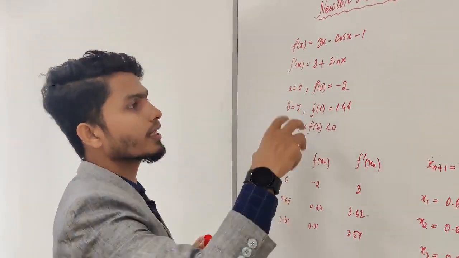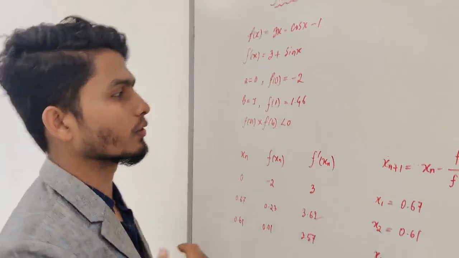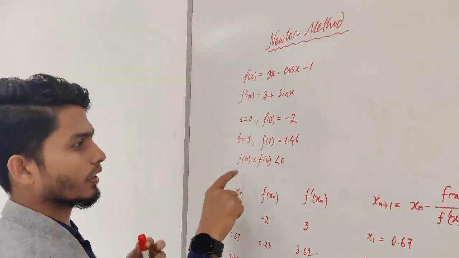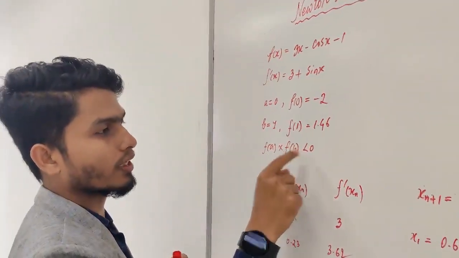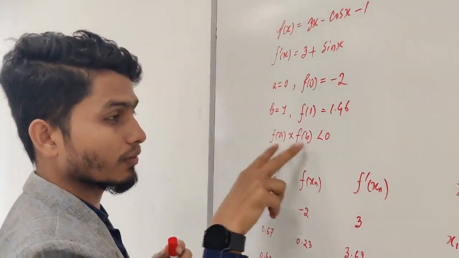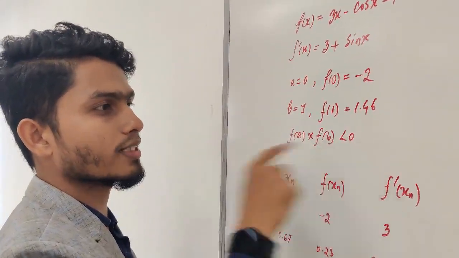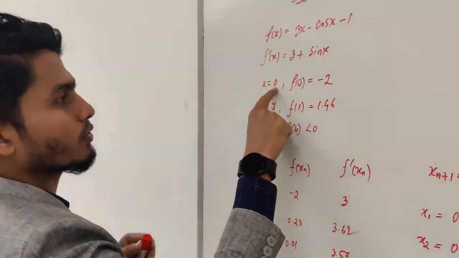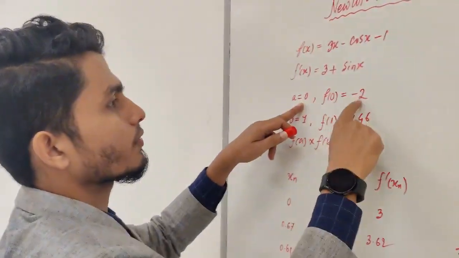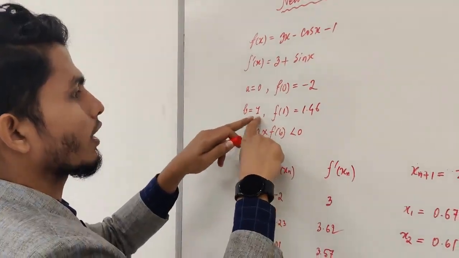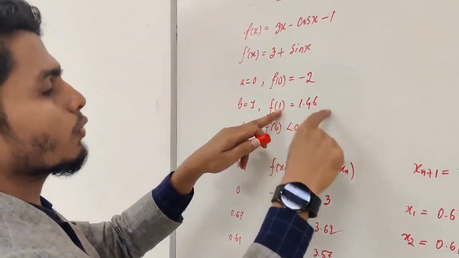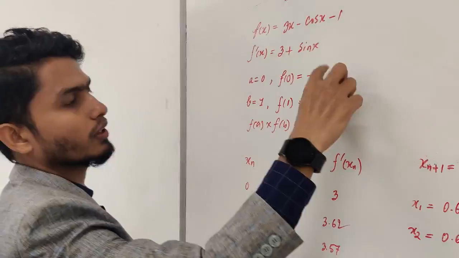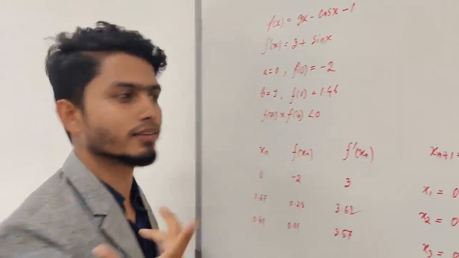In this case, we want to guess two values which are close, such that f of a multiplied by f of b will be less than 0. So we guess the first one is 0 and the second one is 1. If you substitute 0 here, it will be negative 2. If you substitute 1, it will be 1.46. If you multiply, obviously it will be less than 0.